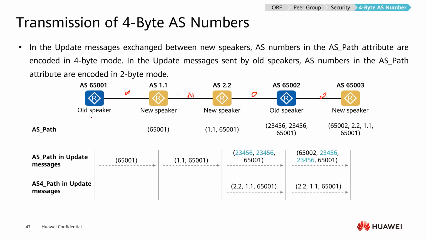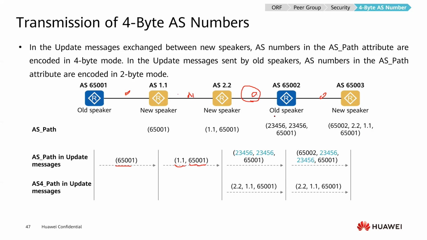First, the old speaker will send the route with the AS_PATH, just like itself, 65001. When the new speaker receives it, because each connector is also a new speaker, it will only use the AS_PATH attribute to contain the first AS path and the second AS path. And when the third one receives this attribute, it needs to send to the old speaker, but they establish the old session.